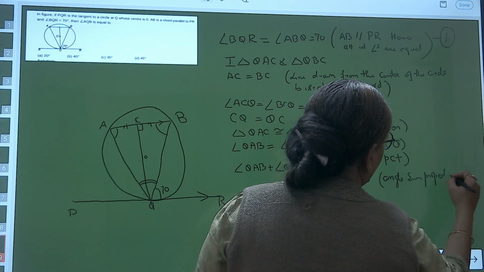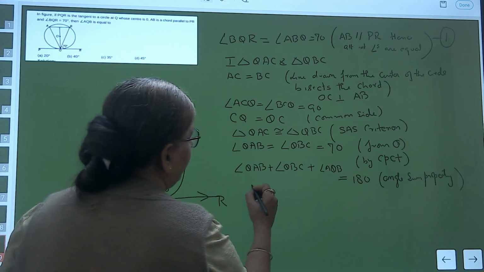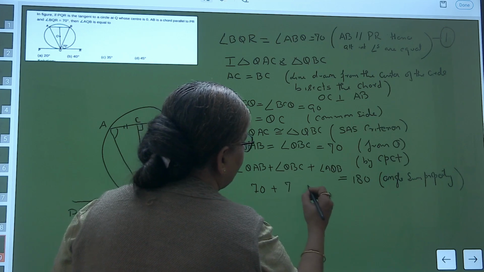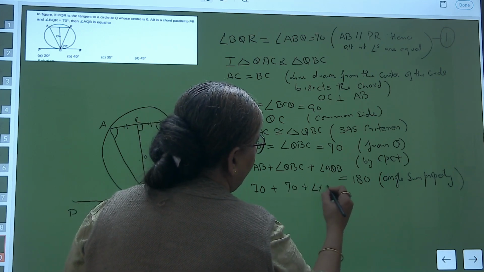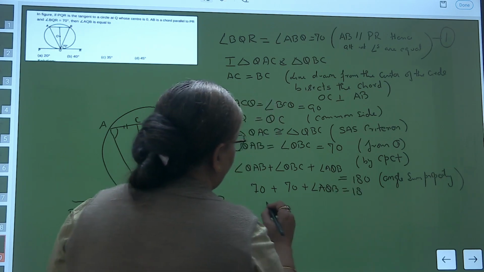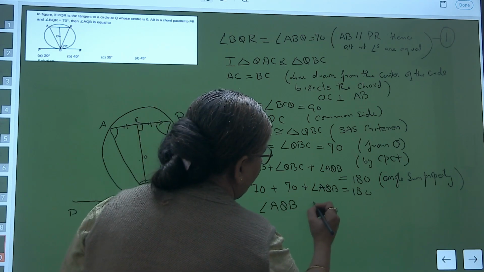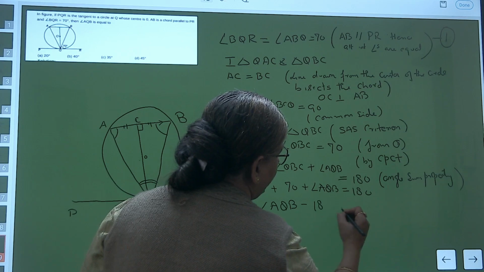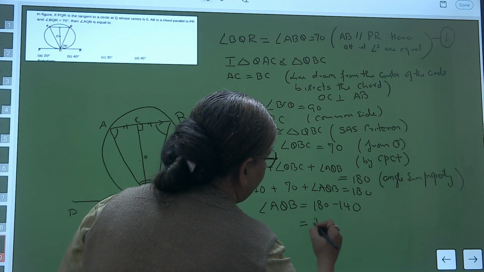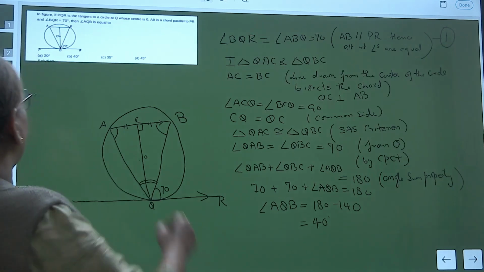Okay. These two angles are already known. 70 plus 70 plus angle AQB is equal to 180. So you get angle AQB is equal to 180 minus 140. That is 40 degrees. So option B is correct.